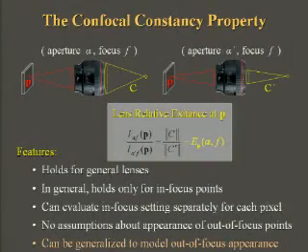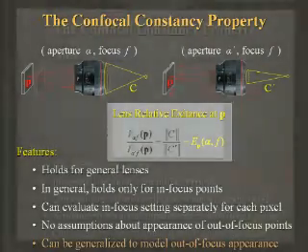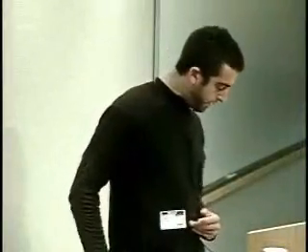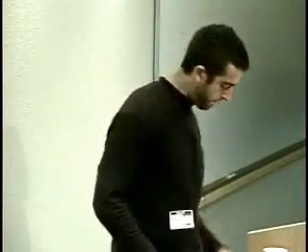Confocal constancy tells us that to relate the pixel intensities of an in-focus point over those two aperture settings, all we need to know is this constant proportionality. We call this the relative exitance of a point P, which varies over pixel P and all different lens settings.